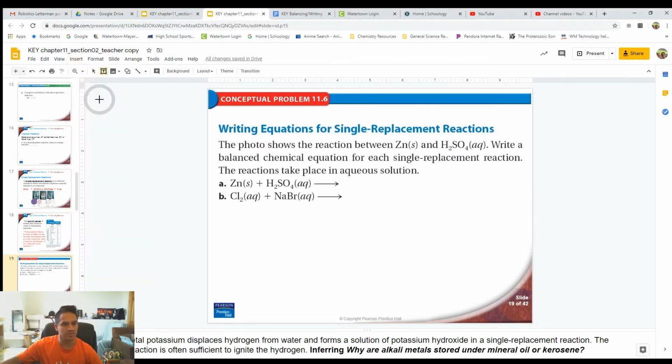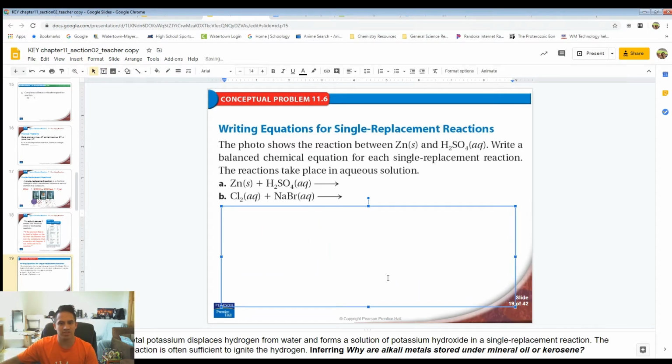So let's take a look at some examples here. We have two problems. For each one, they want us to write the balanced chemical equation for each single replacement reaction, and they're telling us that they're taking place in aqueous solution.